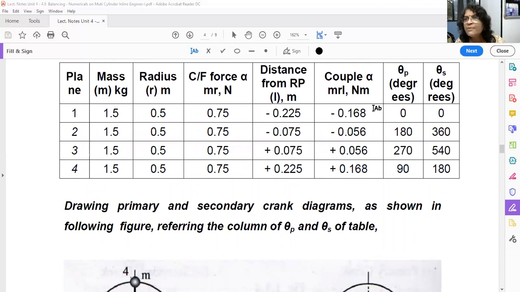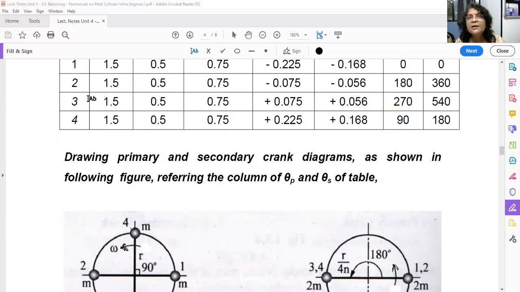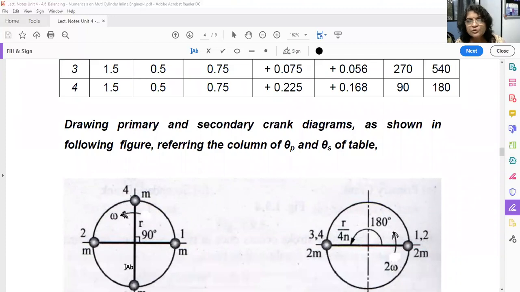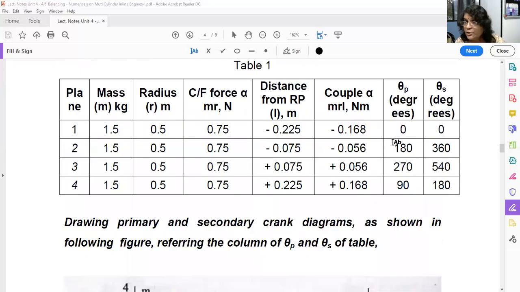So cylinder plane number 1 is at 0 degree and plane number 2 is at 180 degree. Okay, see, plane number 1 you can show here 1, then 2 is making 180 degree. So here it is crank mass number 2. Then plane number 3, it is at 270. So from here it is 270, and plane number 4 is 90 degree. Understood?